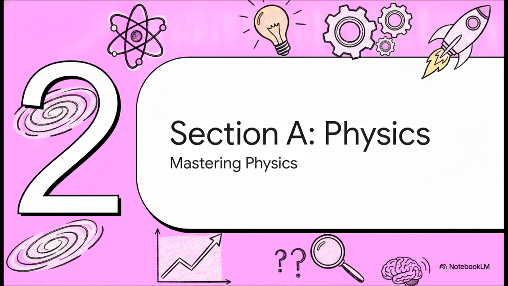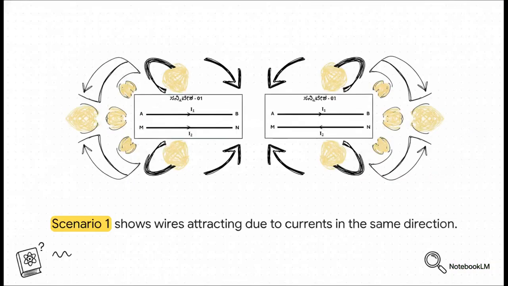Moving right along to Section A, Physics. Let's dig into some of the highest yield questions and see how to tackle them with total confidence. Notice these two scenarios dealing with parallel currents. When you're evaluating these, you must explicitly state that the wires will attract each other in scenario 1. Why is that? Well, it's because the electric current is flowing in the exact same direction. The magnetic field around those current-carrying conductors creates a force that literally pulls them together. State the scenario, explain the current's direction, and boom, you get the point.